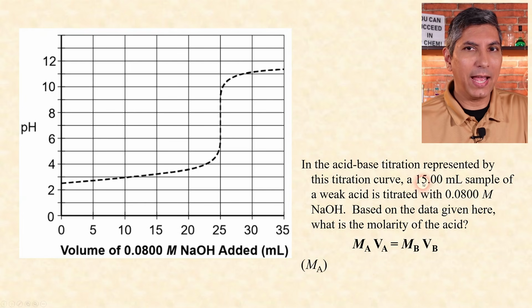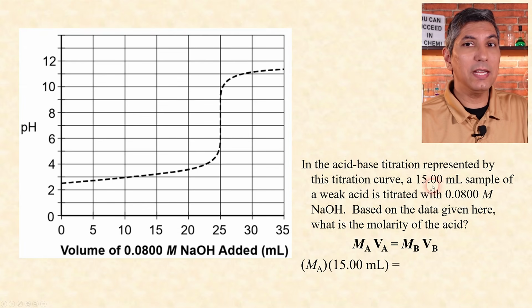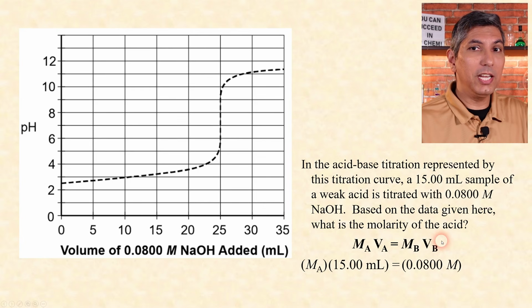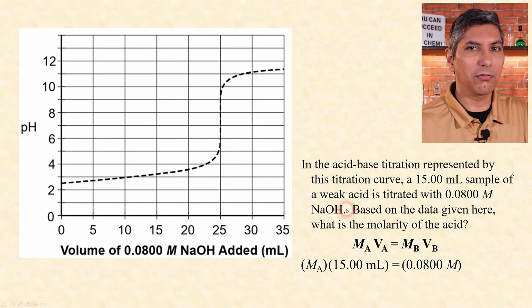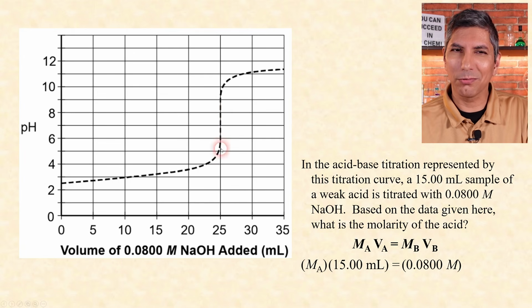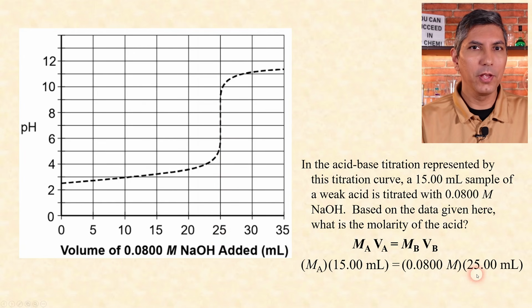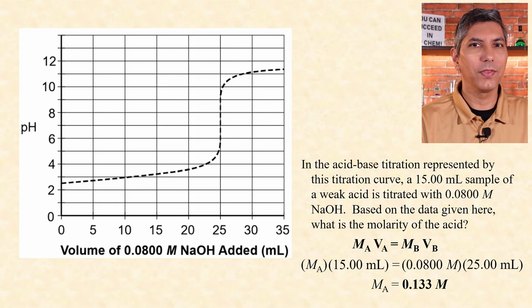The volume of the acid is given to us as 15 milliliters. The molarity of the base is 0.08 molar. To determine the volume of base added, we need to refer to the titration curve. Since the inflection point is right at 25 milliliters, that's the volume of the base. So we do the math and find that the molarity of the acid is 0.133 molar.